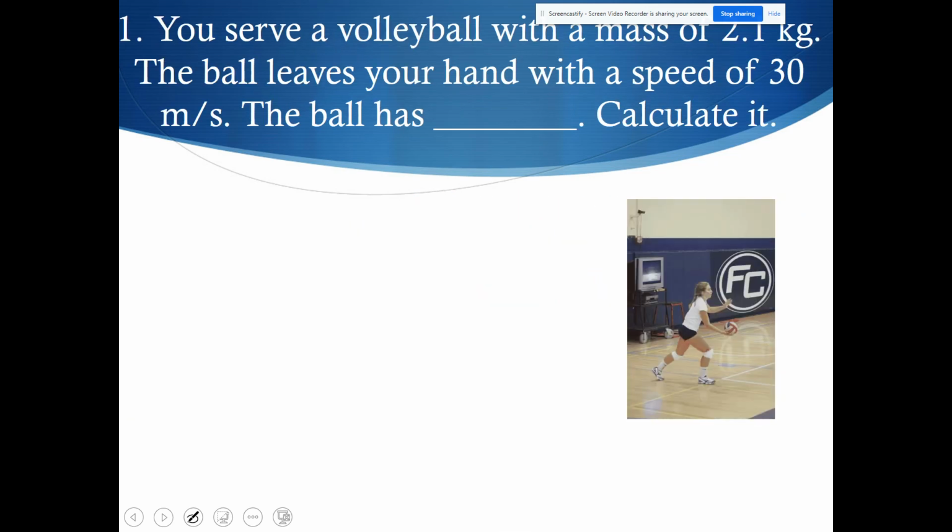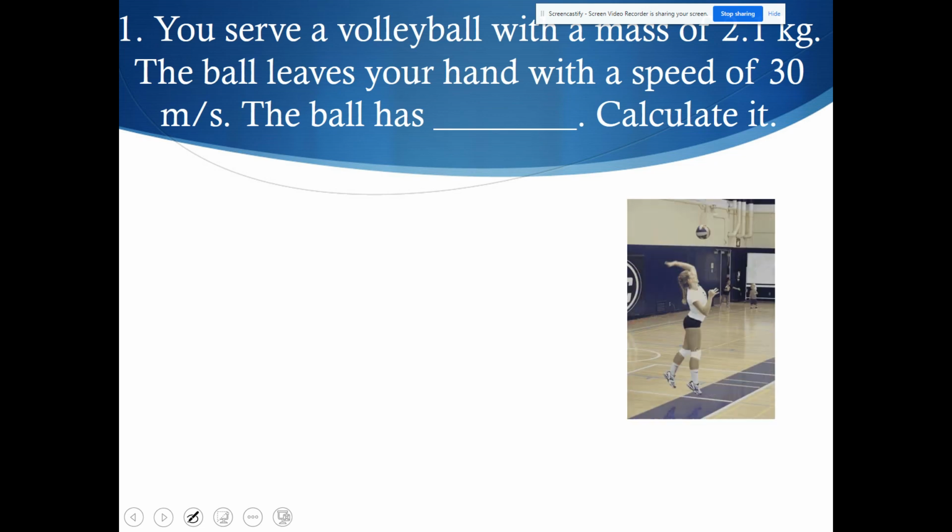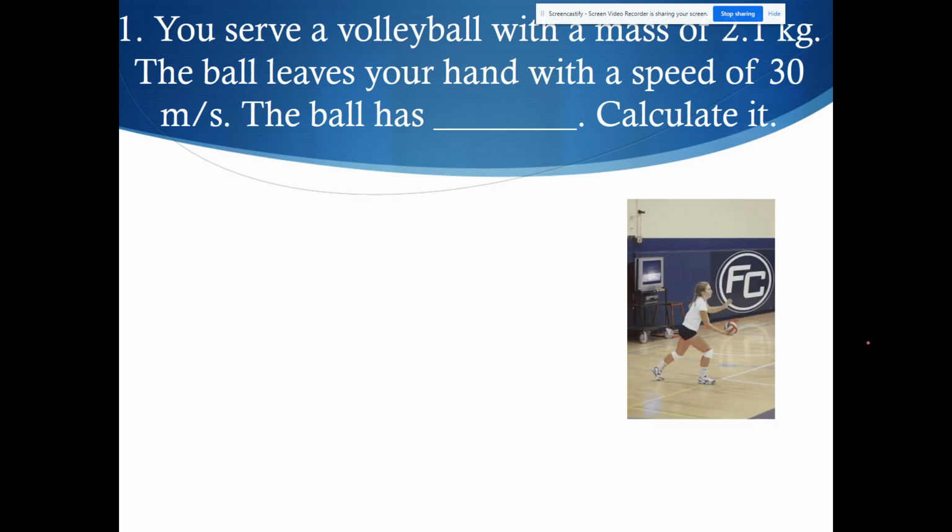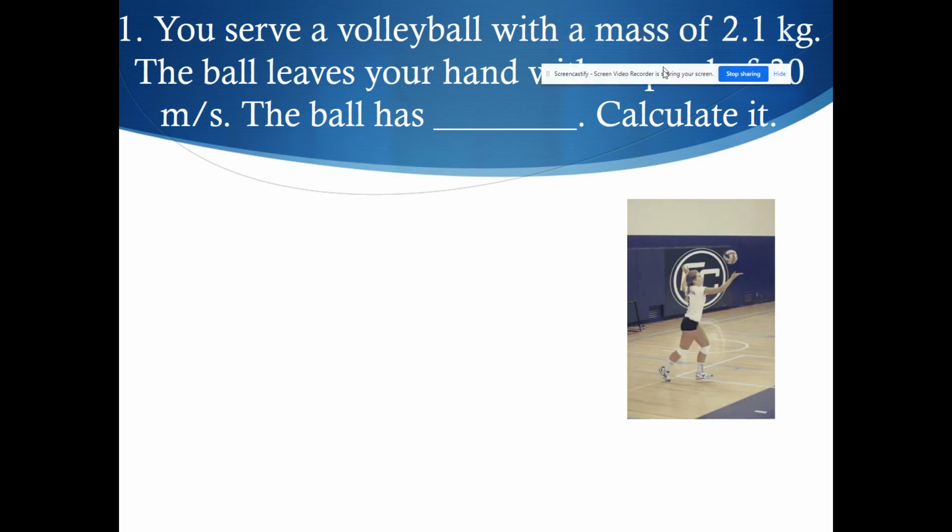All right, let's take a look at some sample problems. Let's say you're serving a volleyball with a mass of 2.1 kilograms, and the ball leaves your hand with a speed of 30 meters per second. The ball has what kind of energy? Now calculate it. You can't really calculate the energy unless you know which energy you're talking about.